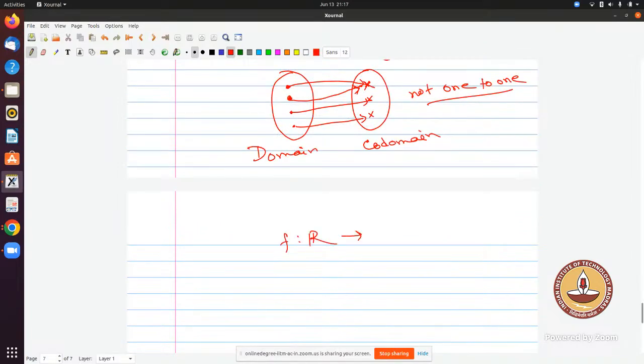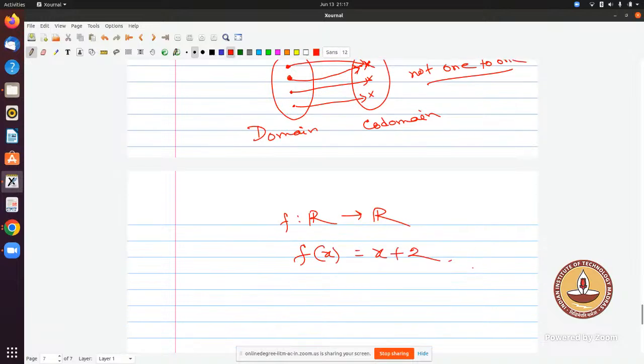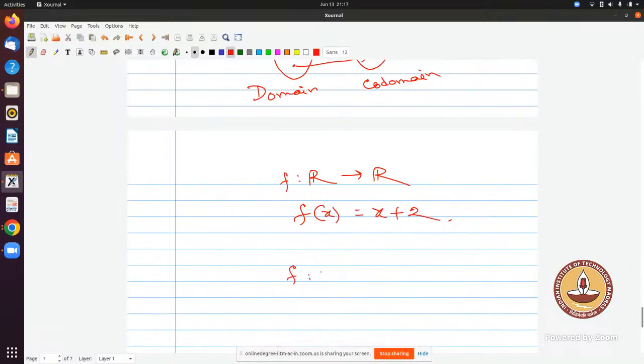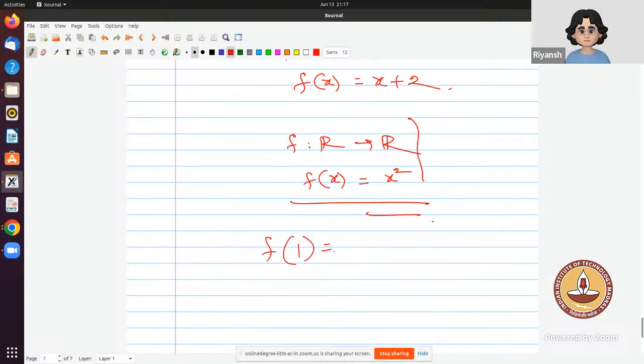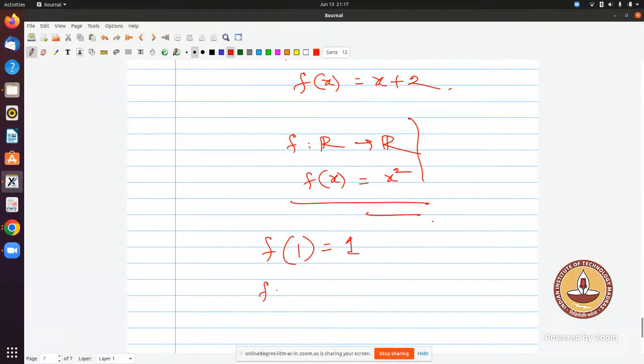Suppose R to R, f(x) is x plus 2. And take another example, R to R, which I have taken earlier, f(x) equal to x squared. So take the second example first. What is the image of 1? One. What is the image of minus 1? 1. So there are two elements inside the domain which are going to the same element, right? Yes. So this function is not one-to-one.